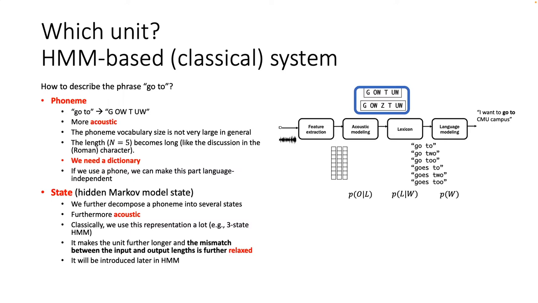But these two slides are just showing that we have a lot of ways to represent the output unit. In the end-to-end speech recognition system, mostly we focus on text, so it can be a word or a character. But in the HMM-based system, we target the phoneme. And sometimes we even focus on a higher-resolution target, which is state.